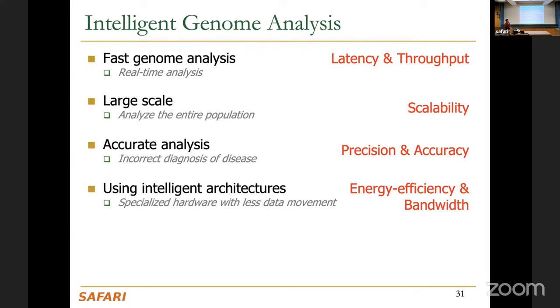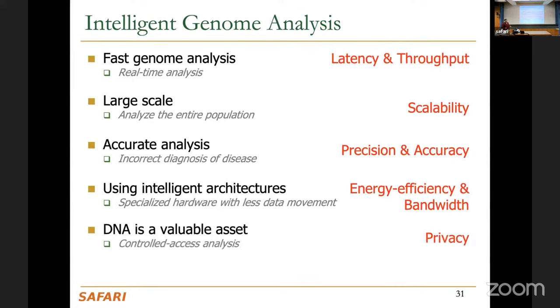We also want to use intelligent architectures to do so. We want to meet the goals. Let's say maybe there's a goal related to energy efficiency or bandwidth or latency. This means that we need to use the right architectures to achieve this goal. And of course, DNA is extremely sensitive data. It's an extremely sensitive asset. This means that we really need to protect that asset by taking some privacy measures to do so.